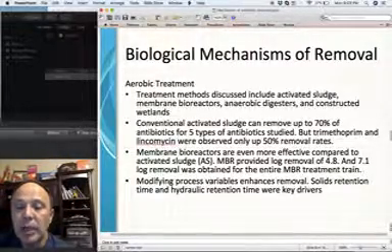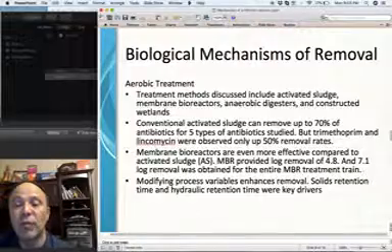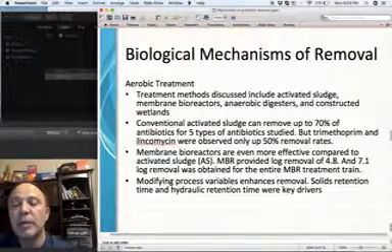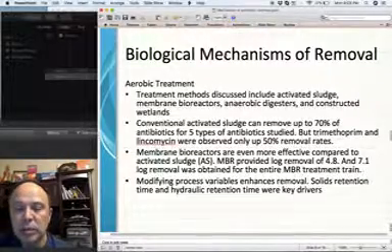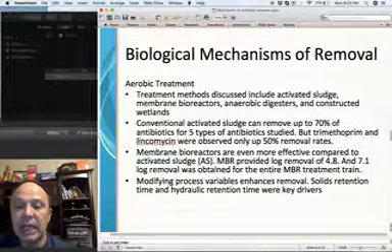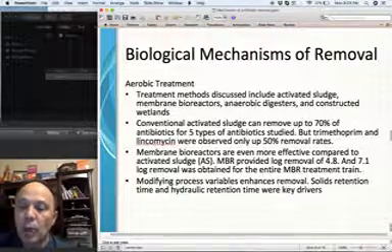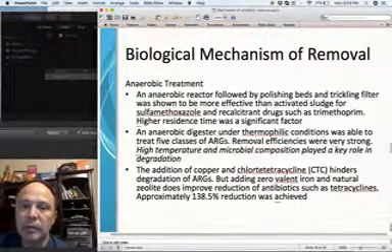And then membrane bioreactors are even more effective. When you compare it to activated sludge, you can get up to 4.8 log removal rates. And then if you base your treatment chain on an MBR, up to 7.1. And then modifying process variables, there were a lot of findings showing that this enhances removal. So when you look at parameters such as solids retention time and hydraulic retention time, these were key drivers.